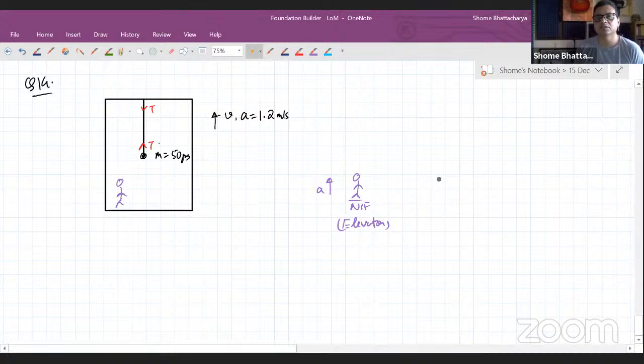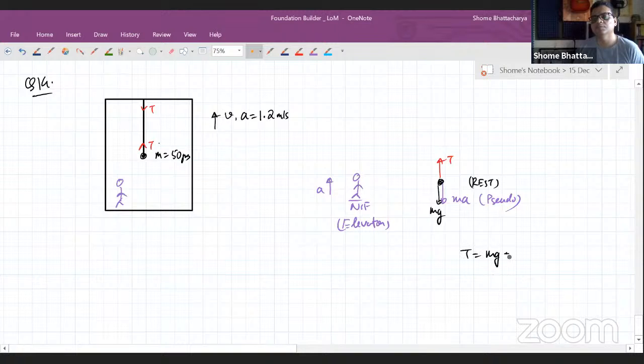But in that frame, what is the state of the bob? It is at rest. With respect to this observer, the object is at rest. But of course, with respect to this observer, there is pseudo force. The direction of pseudo force will be opposite to acceleration, and the magnitude will be ma. So this is pseudo force. Tension upwards, and of course, the body's own weight, mg downwards. So net force should be 0. So tension is balancing mg plus pseudo force. So the tension should have a magnitude of m into g plus a.